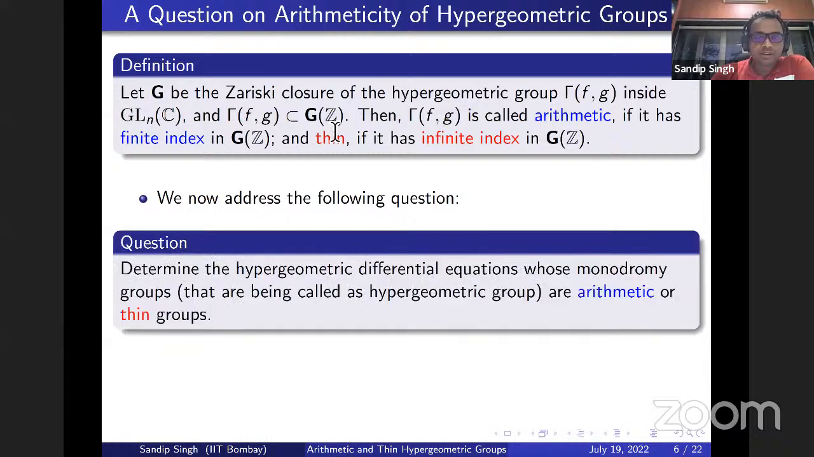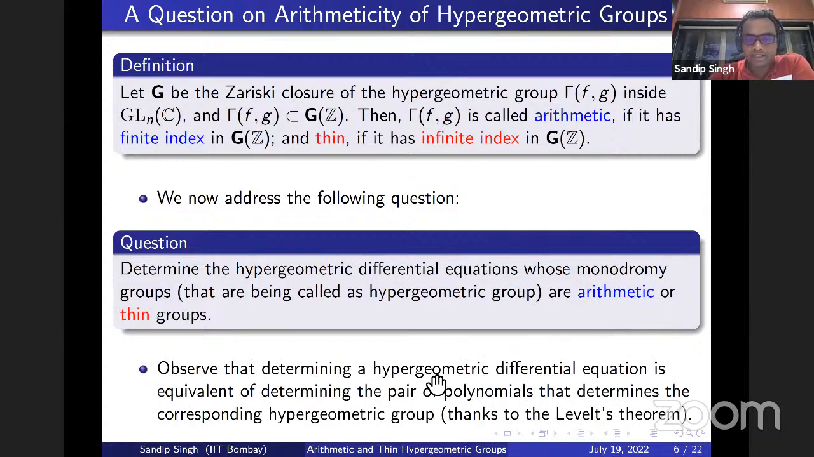So we now address the following question. Determine the hypergeometric differential equations whose monodromy groups, which are called hypergeometric groups, are arithmetic or thin groups. Observe that determining a hypergeometric differential equation is equivalent to determining the pair of polynomials that determines the corresponding hypergeometric group, thanks to Liouville's theorem.